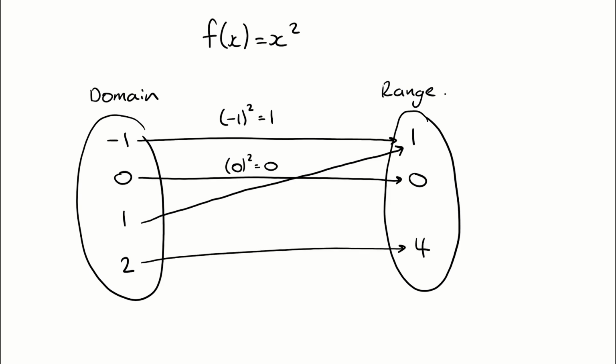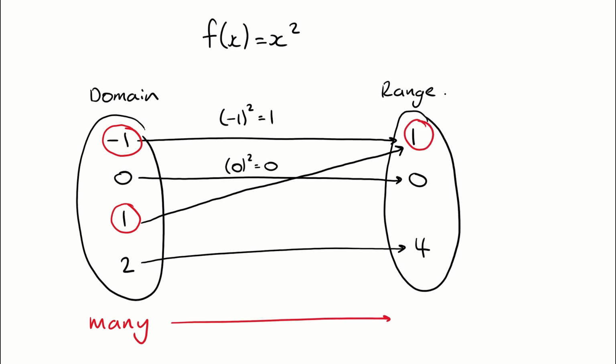So what I'm seeing here is I'm seeing multiple values in my domain, namely in this case -1 and 1. So I'm seeing many of my domain values mapping across to the one singular range value. Okay, so I would call this a many-to-one function. Okay, so if we were to label what type of function this is, we would say that this is many-to-one. Okay, so that's how we can tell if we've got a many-to-one function.